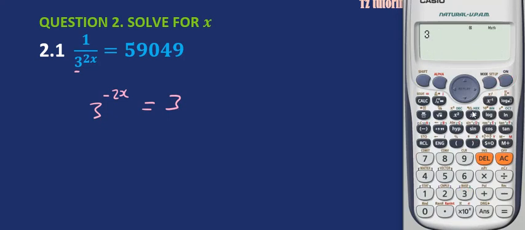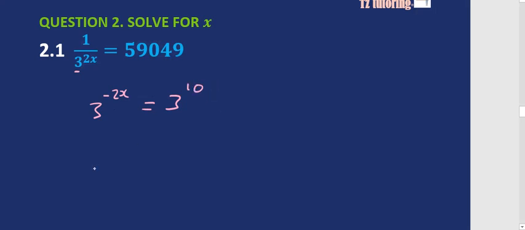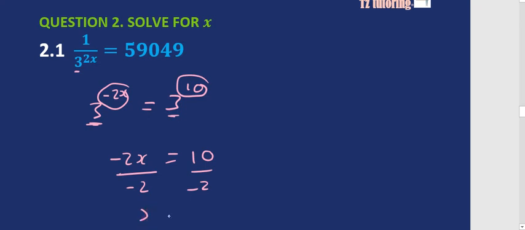You could do trial and error, trying out different exponents. Let's try 6. 6 does not give us this number. Let's try 8. 8 does not give us that number. Going up again, we try 10, and 10 gives us this number. So 3 to the power of 10 will give us the number on the right. Now that the bases are the same, we can equate the exponents to each other. So we get negative 2x equals 10. If you divide both sides by negative 2, x is equal to negative 5.